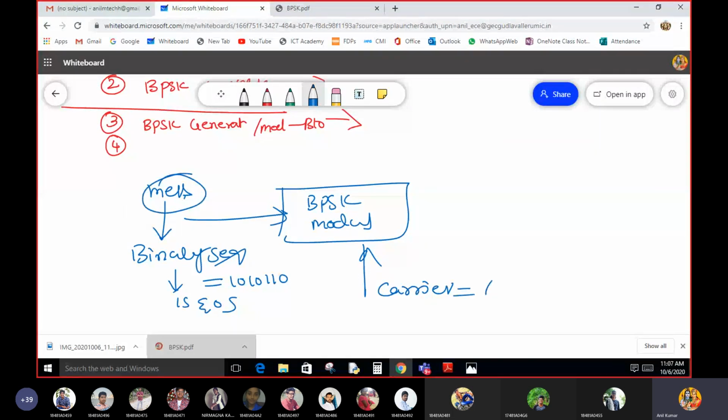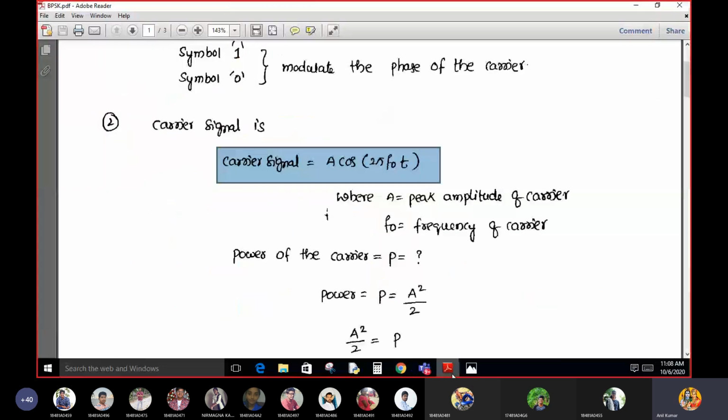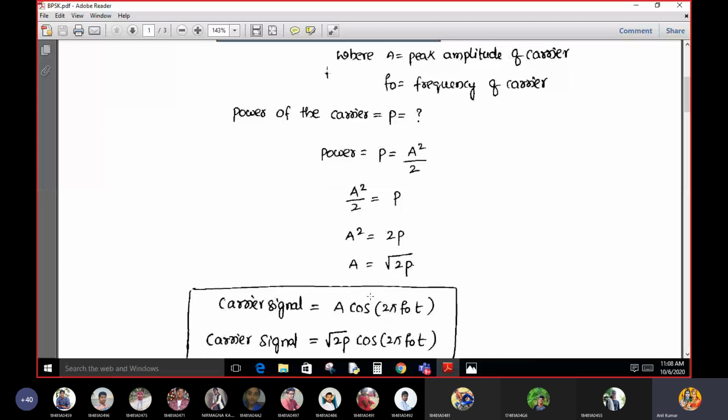The carrier signal will be in sinusoidal form, represented by A cos 2 pi F naught t. The carrier is an analog sinusoidal signal, and the digital message signal is a binary sequence consisting of ones and zeros. The message signal is digital and the carrier signal is an analog sinusoidal signal.